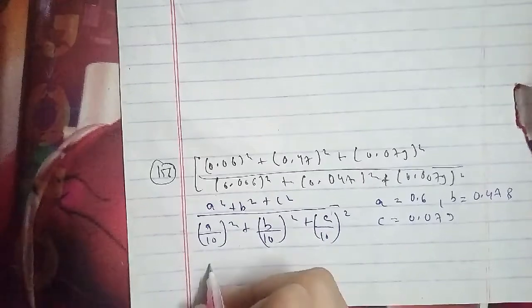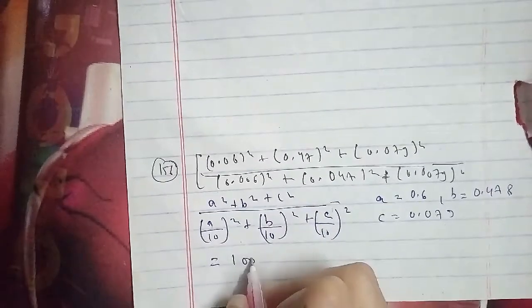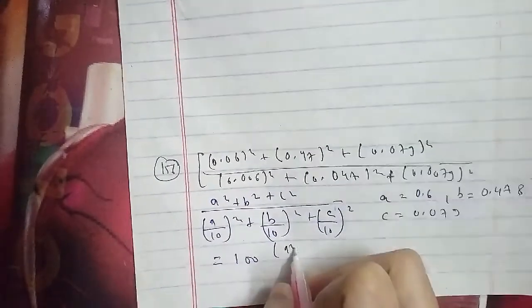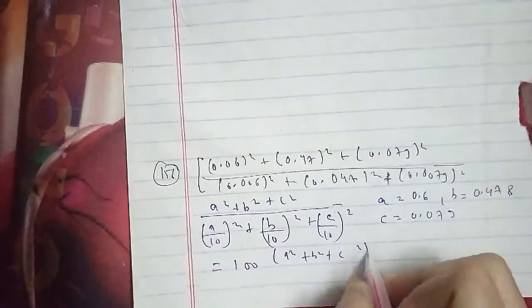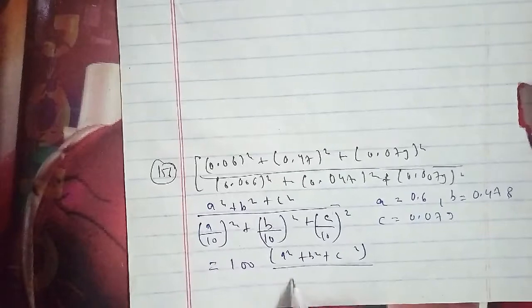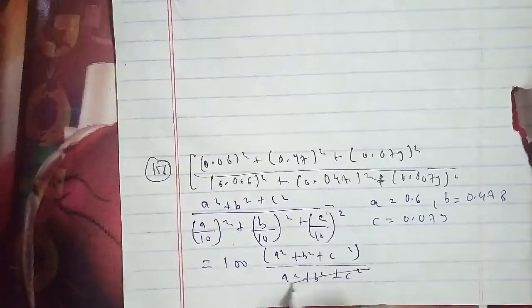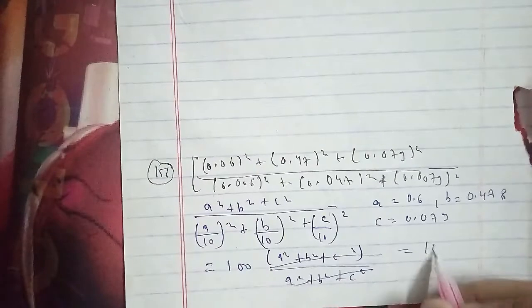And for that we will just go ahead with 100 upon, that is a square plus b square plus c square upon a square plus b square plus c square. That is, cancel it out, and we'll get 100 as the answer here.